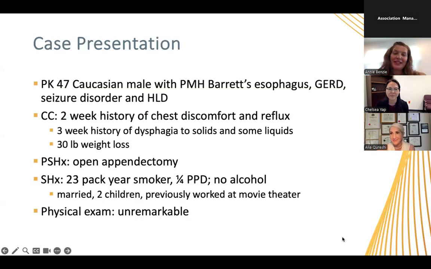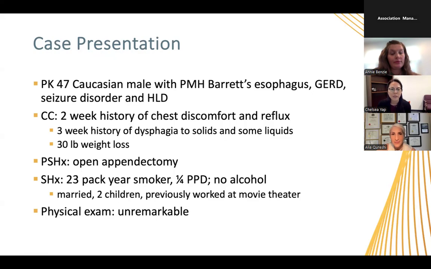Yeah, continue. So here we are going to go over a case presentation. So PK is a 47-year-old Caucasian male with a past medical history of Barrett's esophagus and GERD, seizure disorder, and hyperlipidemia. He had presented to his PCP with a 2-week history of chest discomfort and reflux, and 3-week history of dysphagia to solids and some liquids, and a 30-pound weight loss. Past surgical history was relevant for an open appendectomy.